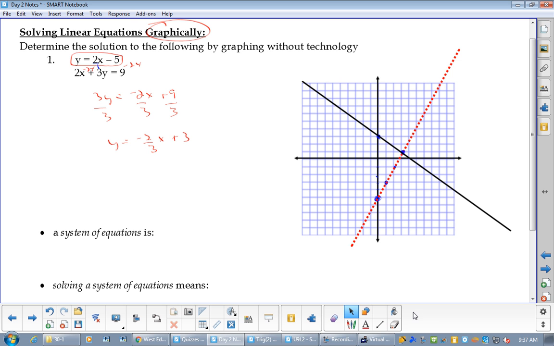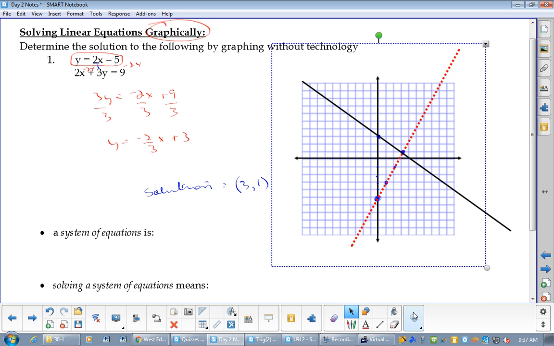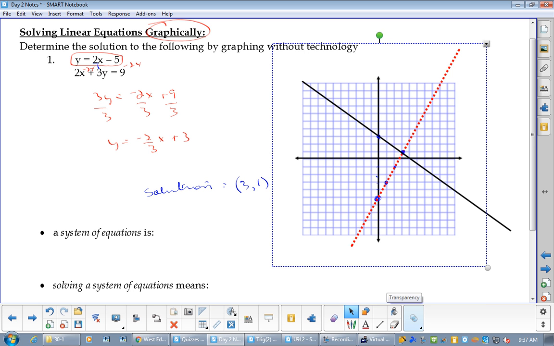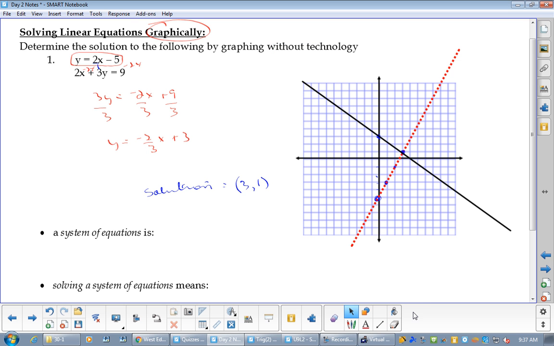Okay, so by looking at this, what's the solution? Three comma 1. Almost like my graph moved a bit. There we go. Okay, and I want you to, after you write 3, 1, draw an arrow right to the answer.